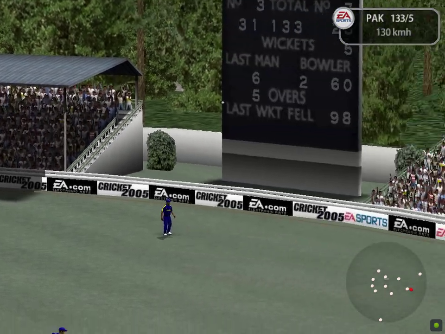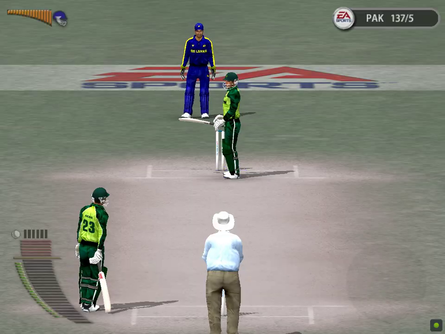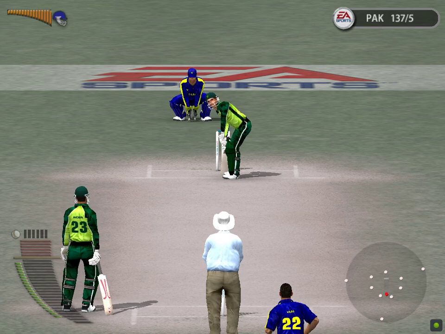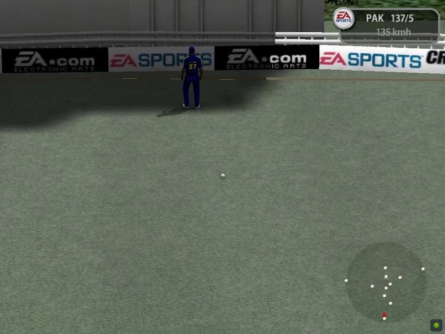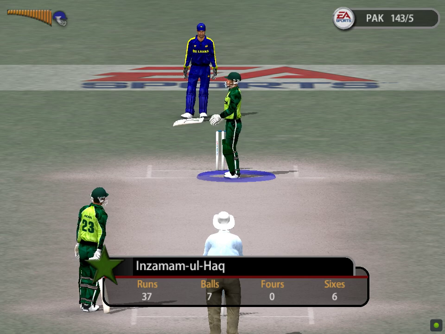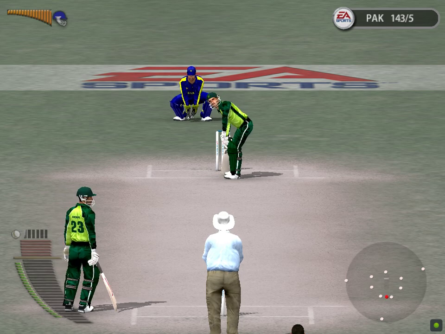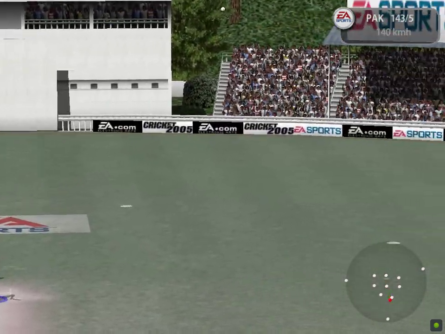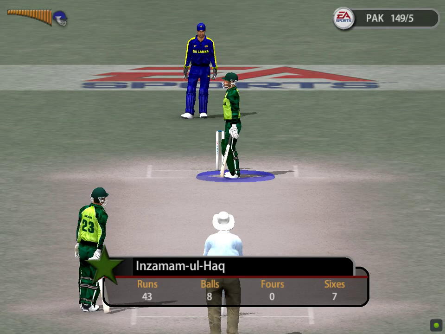Samaraweera is chasing that one. Well, that's found the gap in the field. That'll be 4 more to the total. We can have a look at that again. Voss continues. That's out of the ground. Inzamam. We can have a look at that again. There it goes, right out of the ground. Let's take a look at that in slow motion.